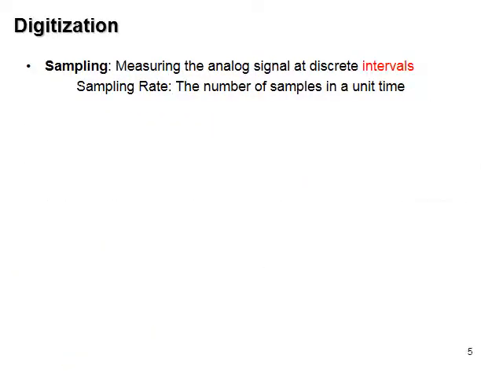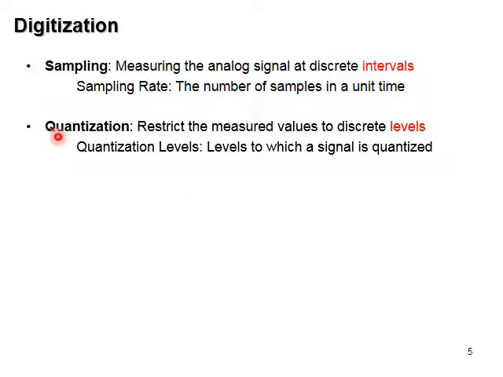So the first stage we called it sampling. And what is sampling? Sampling is measuring the analog signal at discrete intervals, and it would be defined with a parameter called the sampling rate, which is the number of samples that you take from that signal in a unit time. How about the second stage, which is quantization?